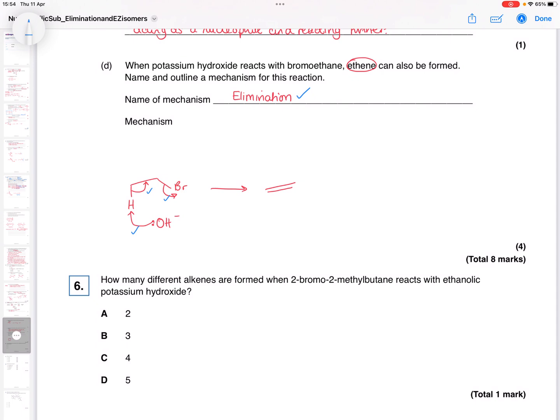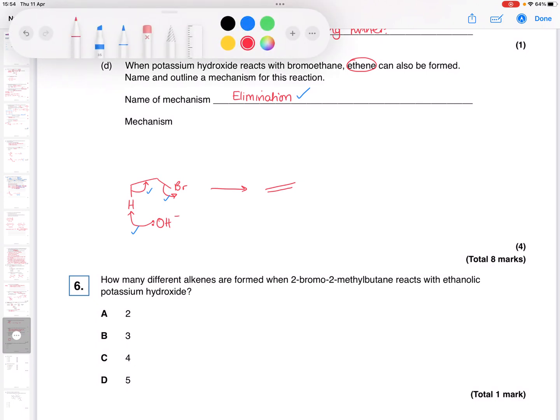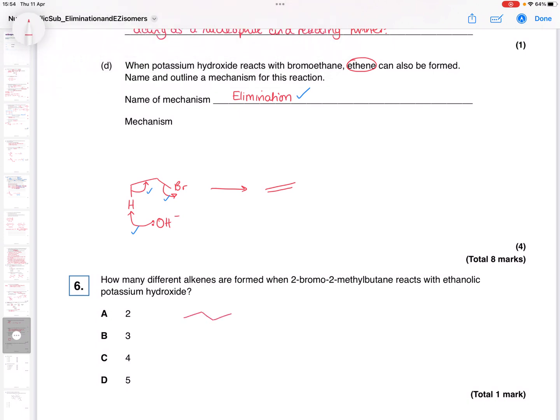Okay, so let's have a look at the multiple choice questions now. How many different alkenes are formed when 2-bromo-2-methylbutane reacts with ethanolic potassium hydroxide? So always when you're doing questions like this, I would do a little sketch. And we've got 2-bromo-2-methyl.